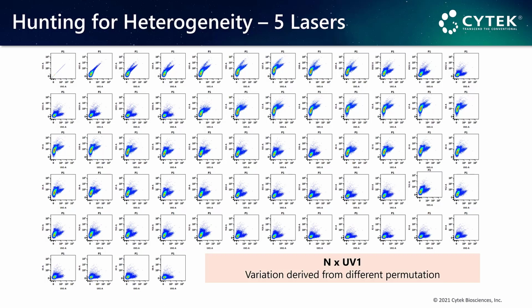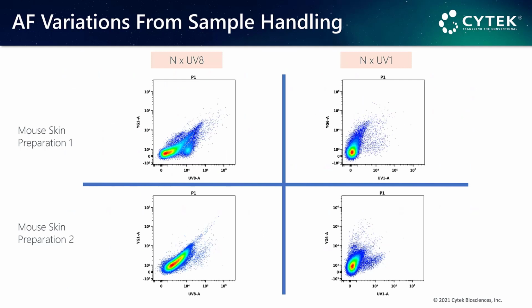cellular autofluorescence. In closer detail for these samples, along the top row, here I'm showing you the first mouse skin preparation, and on the bottom row, the second mouse skin preparation. In the case of preparation 1, the best population separation we can observe is on the ultraviolet 8 versus yellow-green 1 plot. However, this is a plot that shows very little population separation for the second sample.